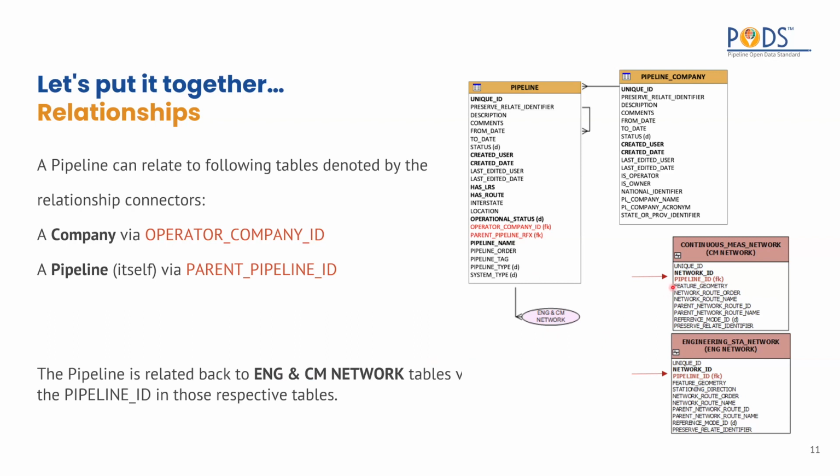And then, of course, it seems like everything is related to the engineering and continuous measure network tables, and it's via that pipeline table. So the pipeline ID is also a foreign key in the continuous measure network and the engineering station network so that you can tie those networks of pipe back to a pipeline. And then you're storing all those attributes of the pipeline in a table. You're not storing it with the linear event itself, but you can join back and see it all together.